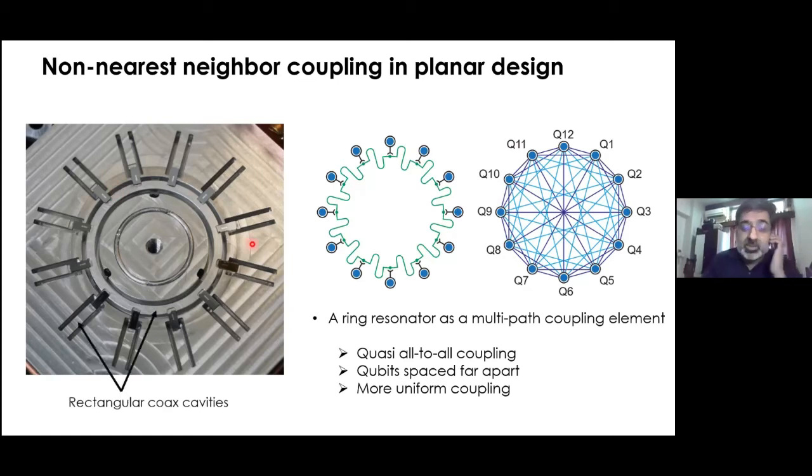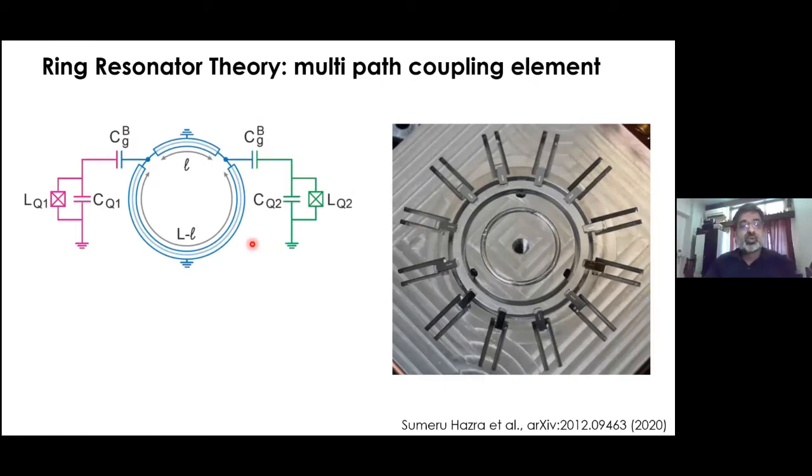So how does this actually work? To look at that, we consider a very simple model. Here is again a transmission line wrapping around itself, and you break it up into 2 parts by choosing 2 arbitrary points along the circumference of this resonator. If the total length is L and this is small l, you have L minus l. You can also parameterize these 2 points by the relative angle between the 2 qubits, with respect to the center. Okay, so this is now a very simple structure.